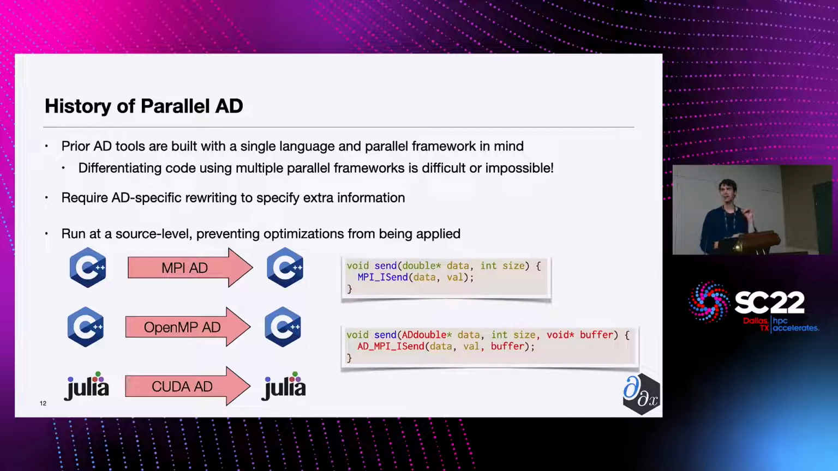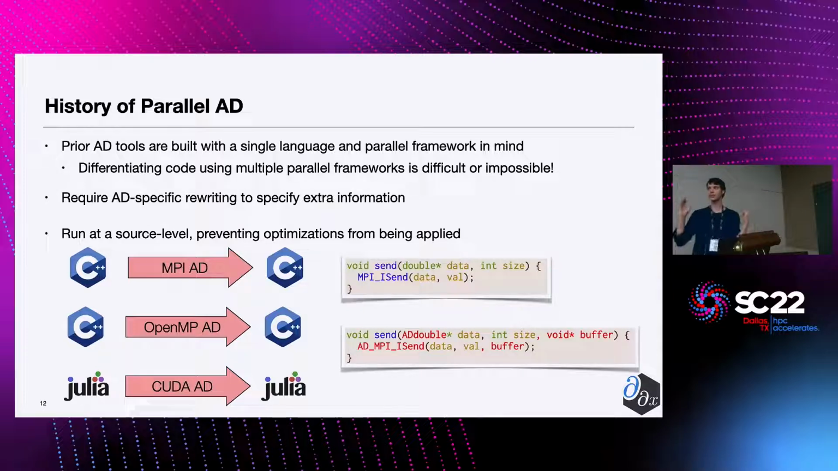Now, while there are some parallel AD frameworks, all of these tend to rely on a similar structure, namely that they specifically only work on an individual language and an individual form of parallelism. As an example, on the bottom left, there's a tool for differentiating C++ code that uses MPI. There's a completely different tool for differentiating C++ code that uses OpenMP.